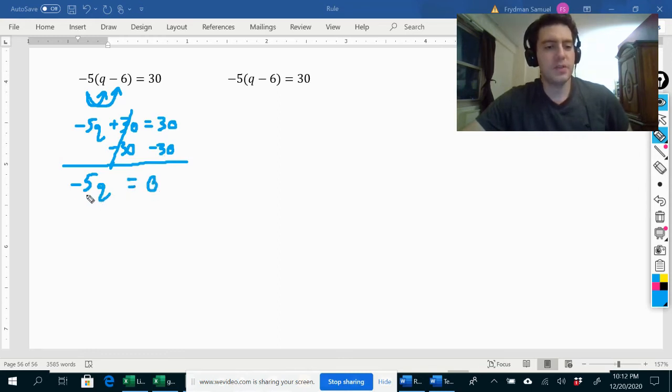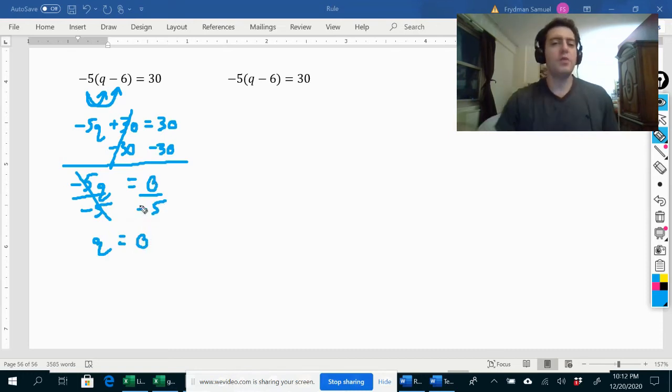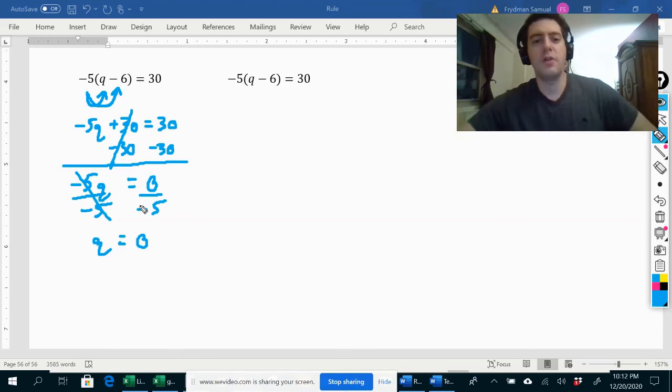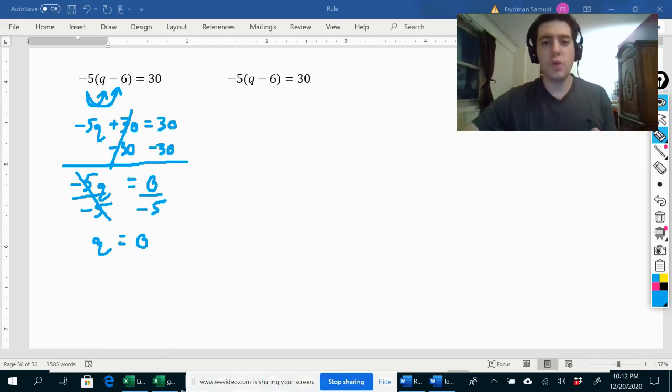So our next step is going to be to divide both sides by negative 5. That cancels. We get q equals 0 divided by negative 5 is just 0. By the way, there's no positive 0 or negative 0. It's just 0. 0 is neither positive nor negative, because a positive number means something that's greater than 0. A negative number means something that's less than 0. So 0 is not greater than itself, and it's not less than itself. It's just itself. So 0 is just 0. Okay. So that's one way that I can solve this equation, by first distributing.